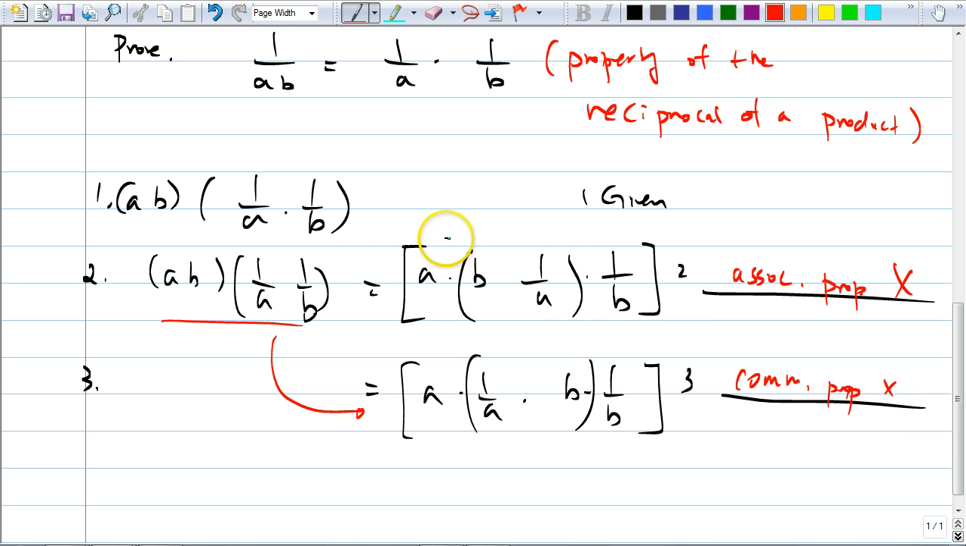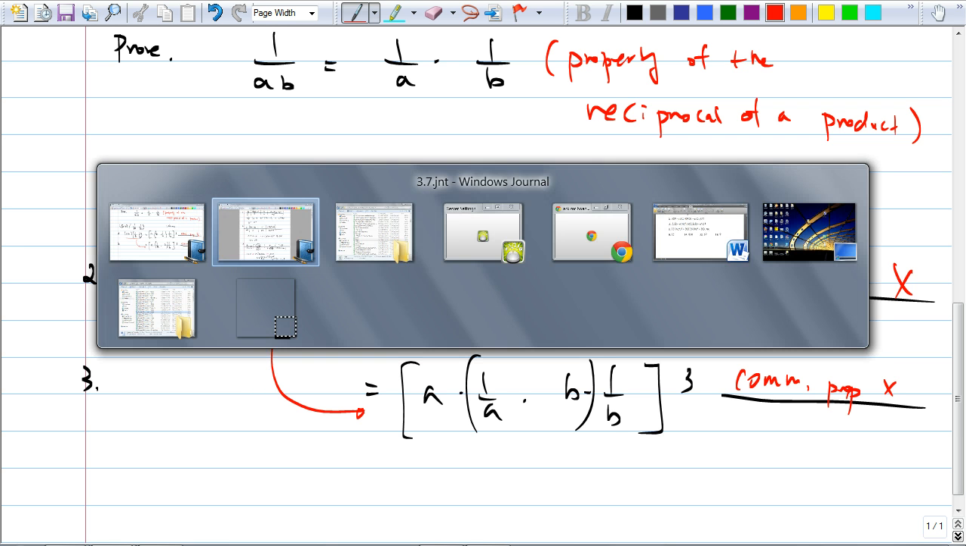But I wrote this one for you because this is what's really happening. So they did two steps at once. They shouldn't have, but they did. But you may see this on your homework. Does that make sense? You see what I'm talking about? They could skip this step right here.